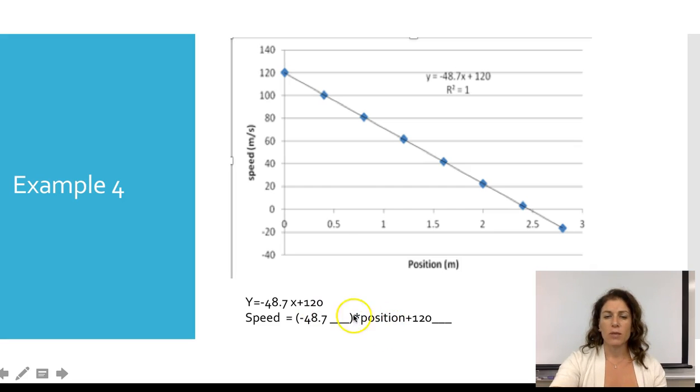Position is multiplied by this term, so you have to divide by those units. So divide by meters here. 120 is by itself. You don't have to worry about any other units. So meters per second divided by meters. I know that looks weird, right? Just leave it for now. We'll worry about the rest later.